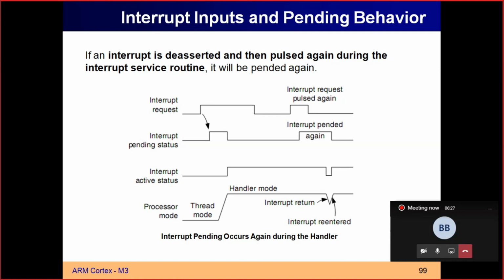So these are the three special conditions of interrupt inputs and pending behavior.